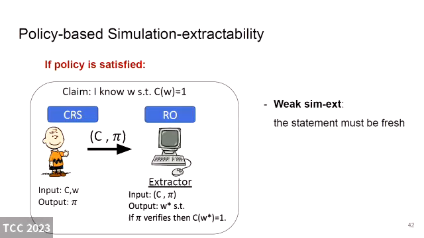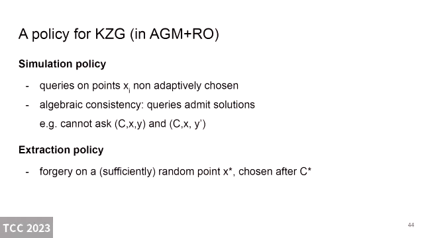We already have a lot of such policy-based simulation extractability notions in the literature. For example, weak simulation extractability has a constraint at extraction time, so the extractor needs to extract only if the statement is fresh. Or we can have constraints at simulation time, so the adversary is only allowed to ask simulations for true statements. The policy under which we prove KZG to be simulation extractable falls in the algebraic model and the random oracle model. It has some simulation constraints and extraction constraints.